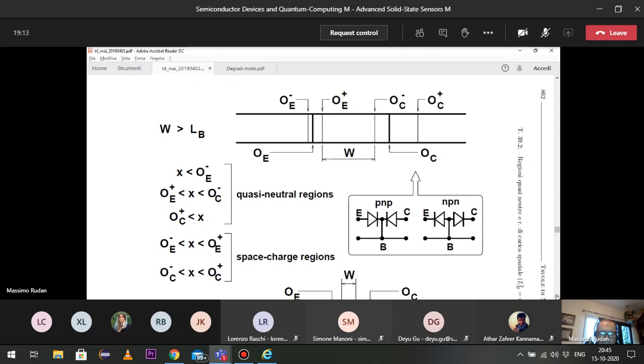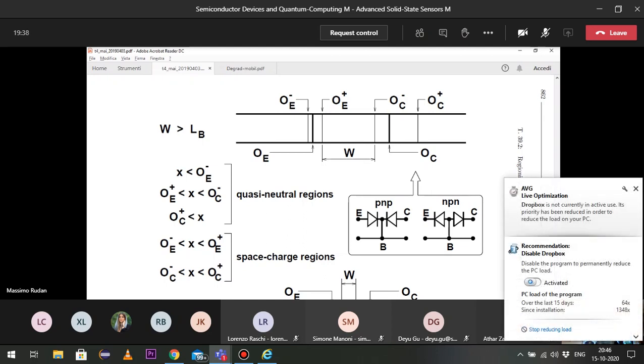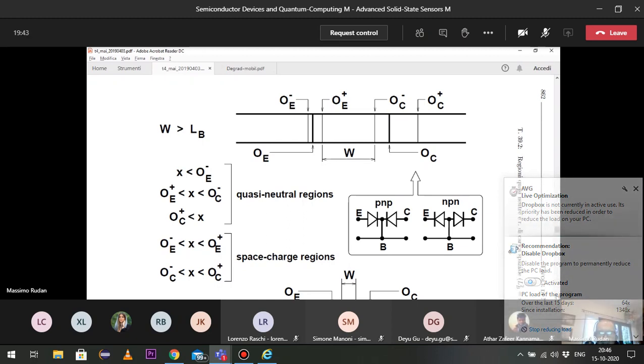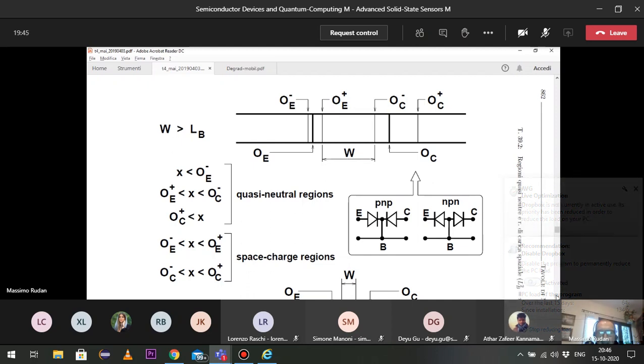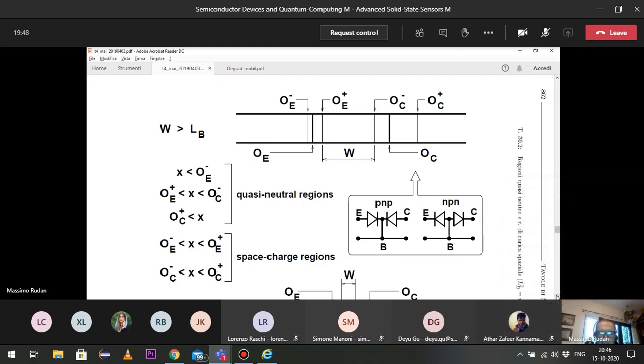alone. We assume that there are two space charge regions, one of the emitter junction and the other of the collector junction, and there are three neutral regions. The one of the emitter on the left, the one of the base in between, and the one of the collector on the right.